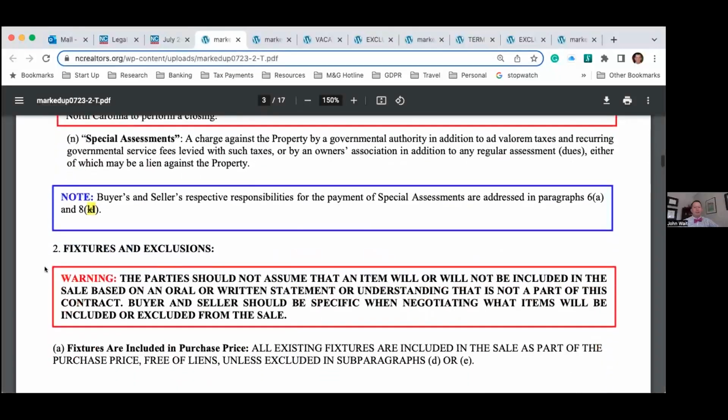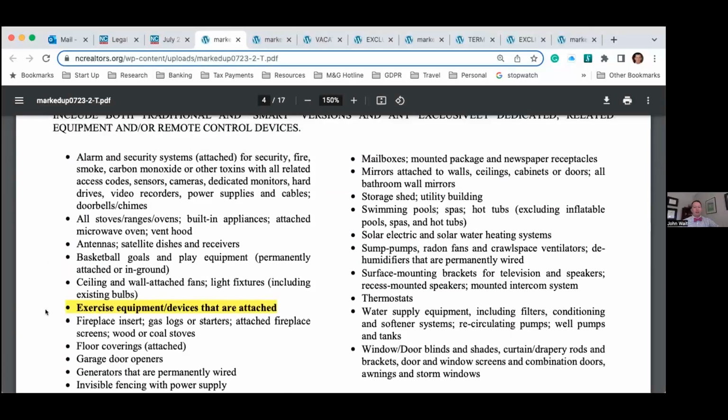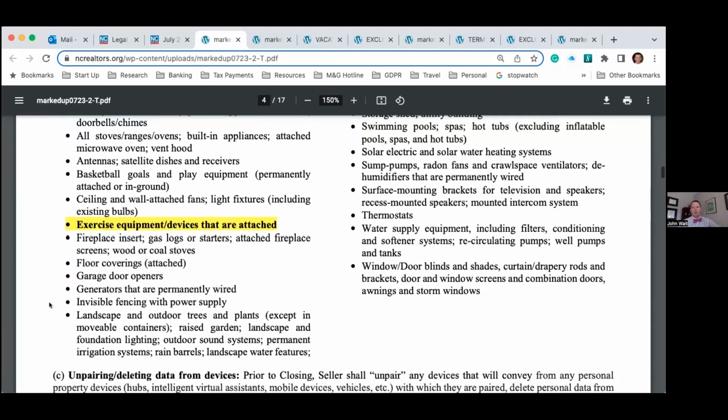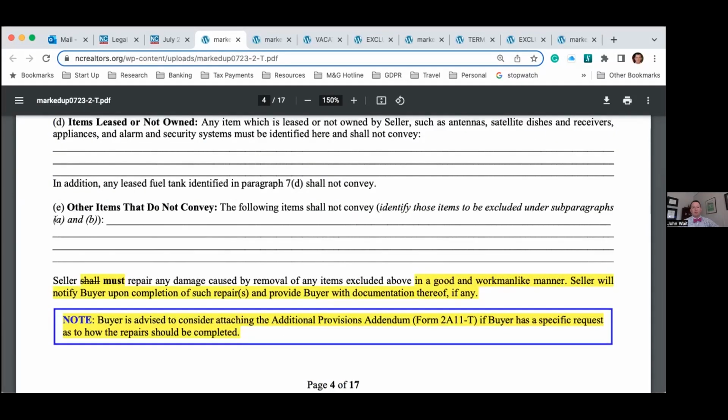All right, scrolling on down. Exercise equipment is added here as a bullet. It's just more common, especially since COVID, for there to be exercise equipment that's not personal property. It is actually attached to the home in a way that a fixture would be. The default is that those things are going to be attached. And if the seller doesn't want to convey them, then he better exclude them.